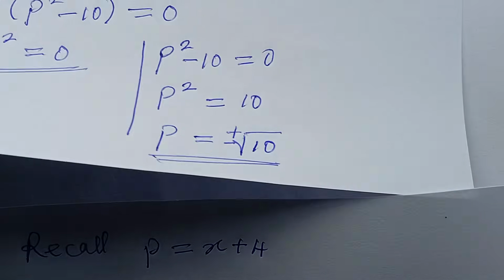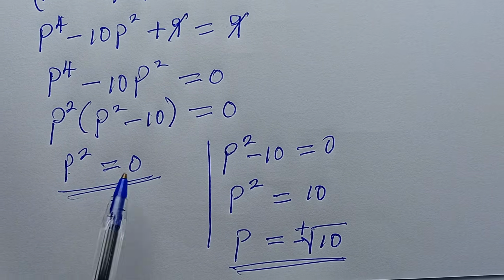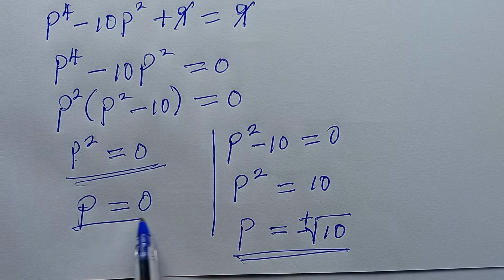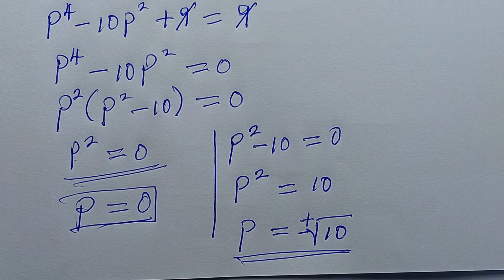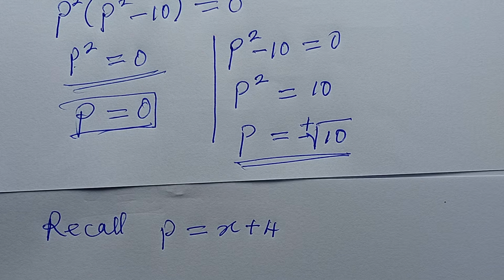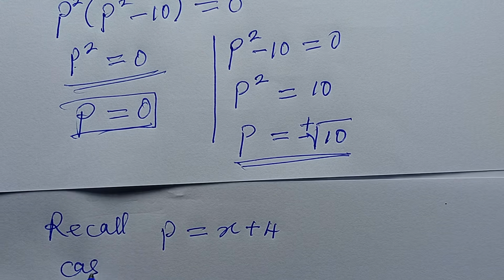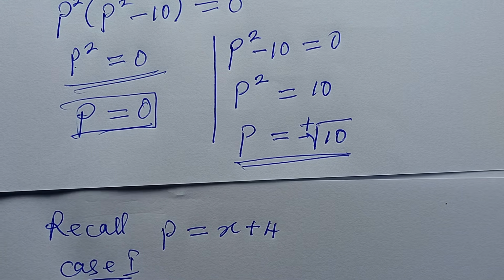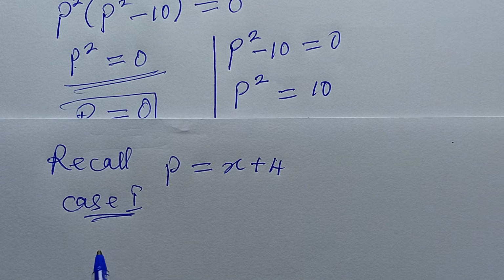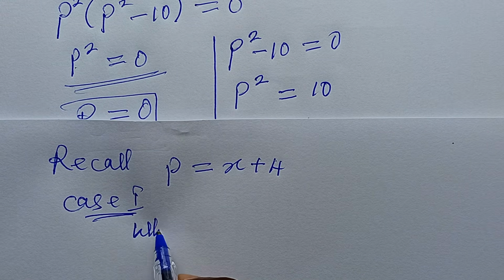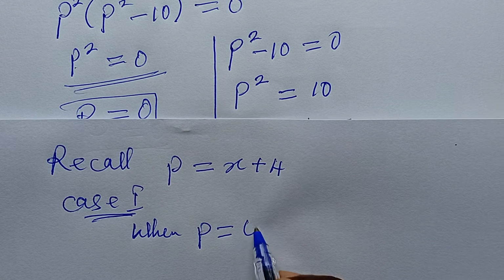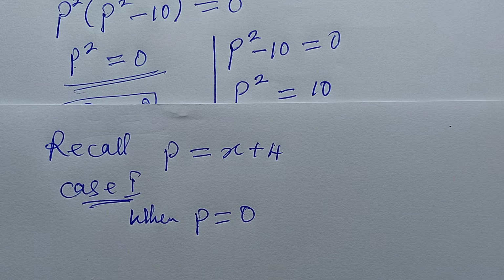Mind you, since p square is equal to 0, we automatically have p equal to 0 here. If we square both sides of the equation, that will give us 0. Now from here, we take our case 1. Where's our case 1? Our case 1 is when p is equal to 0. So when p is equal to 0, we now put it in our equation.